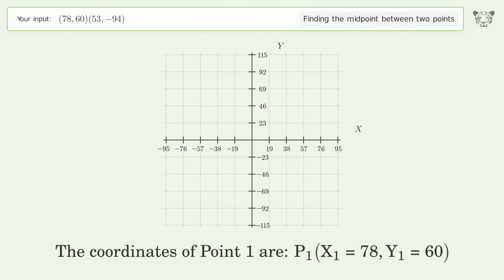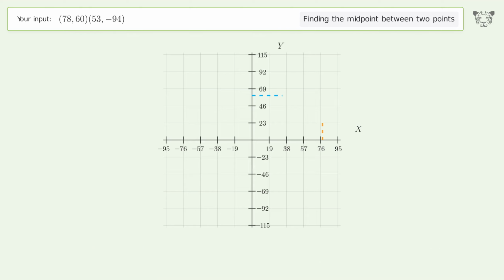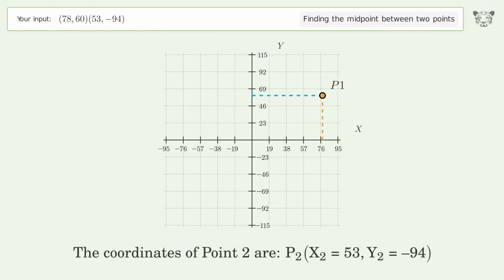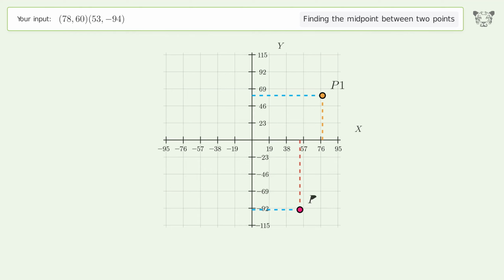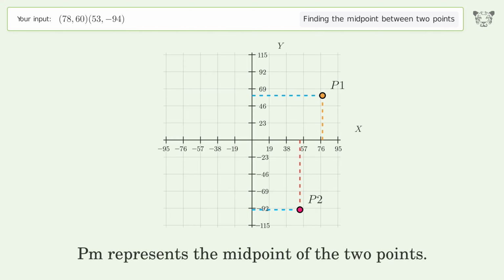The coordinates of point 1 are x1 equals 78, y1 equals 60. The coordinates of point 2 are x2 equals 53, y2 equals -94. PM represents the midpoint of the 2 points.